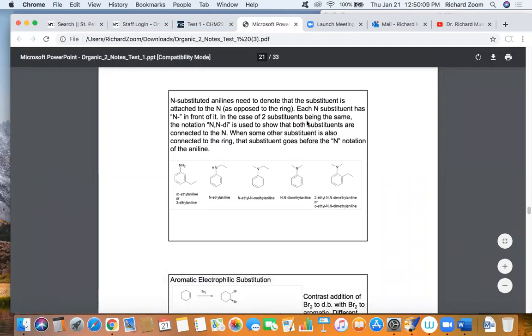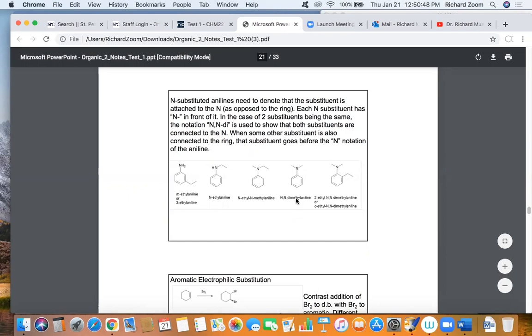Okay. So when you've got the ethyl group, or any other group connected to the nitrogen, we need a way to express that. So you'll see that it becomes, in this case, N-ethyl aniline. You've got this big N out in the front, and that tells you that the ethyl group is connected to the nitrogen, not somewhere else on the ring. If you've got two groups, then it'd be N-ethyl, N-methyl aniline, again, alphabetical order. And you need to put the N out in front of both in order to show that they're each connected to the N.